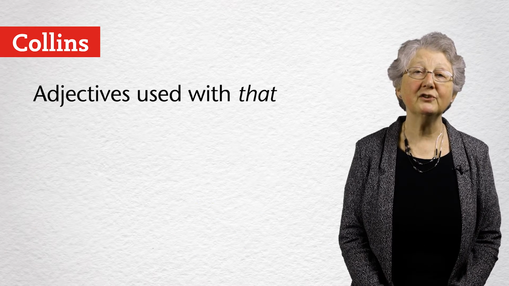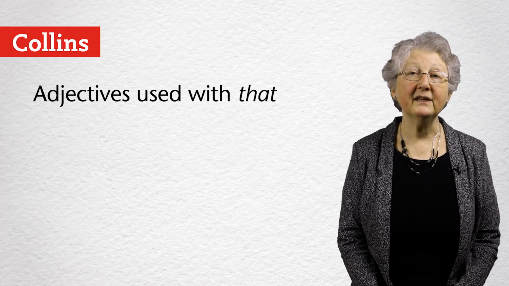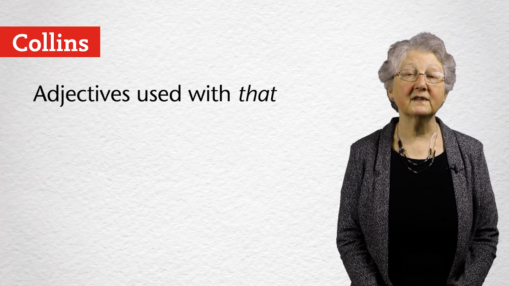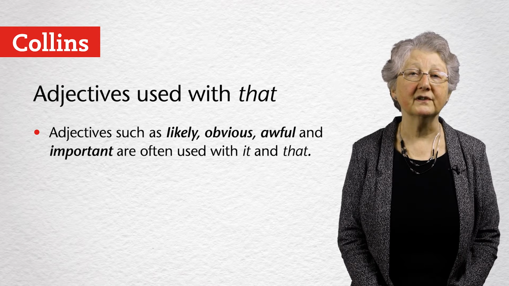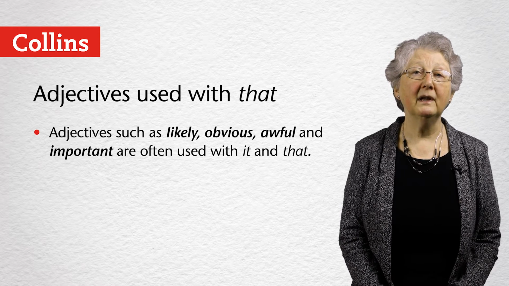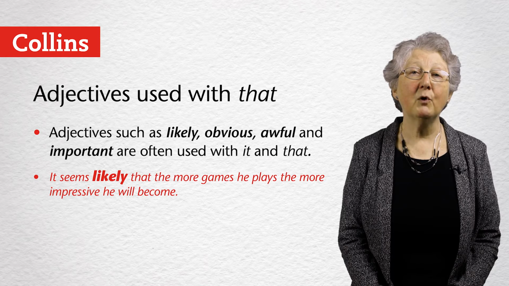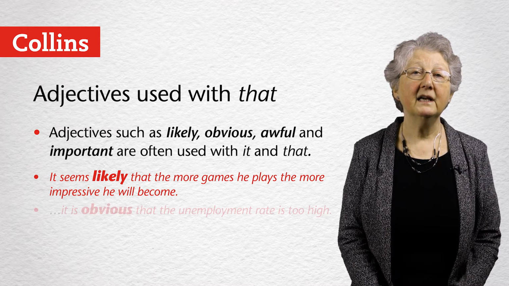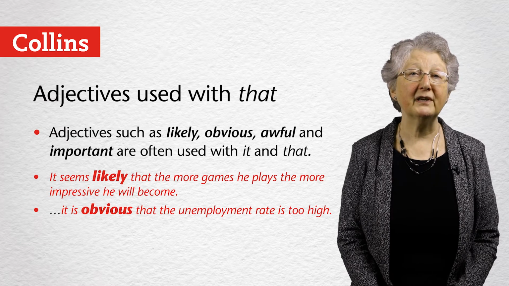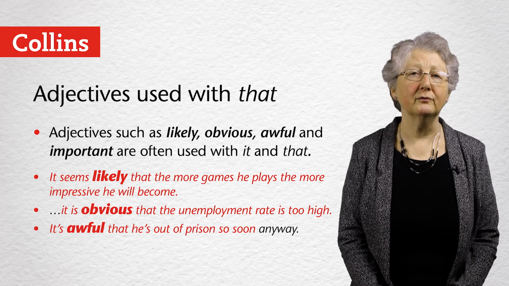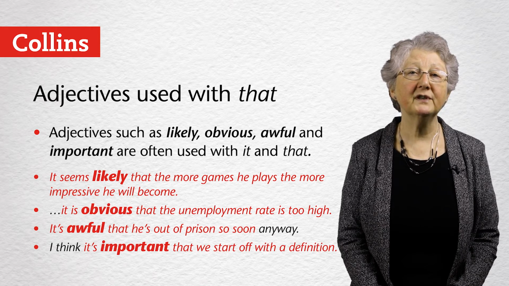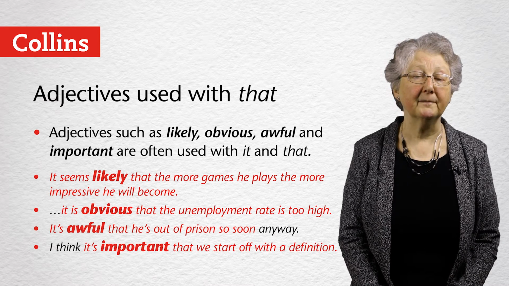Now let's look at some adjectives that are used with it and a that clause, like likely, obvious, awful and important. For example, it seems likely that the more games he plays, the more impressive he'll become. It's obvious that the unemployment rate is too high. It's awful that he's out of prison so soon. I think it's important that we start off with a definition.